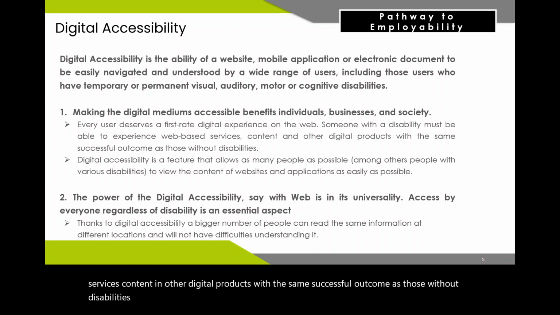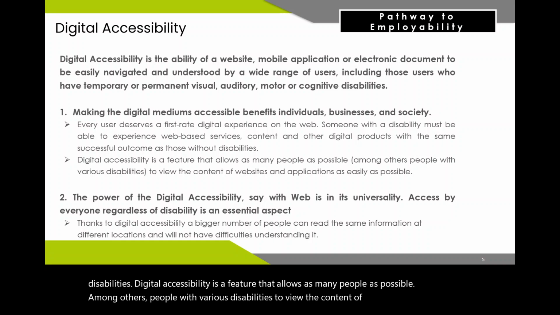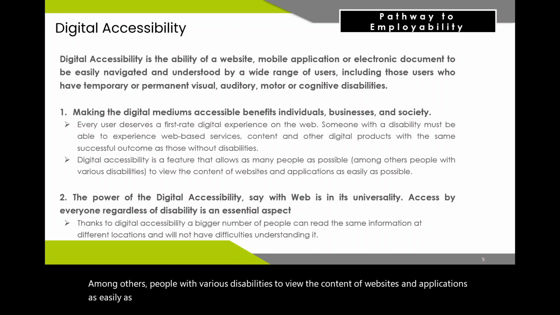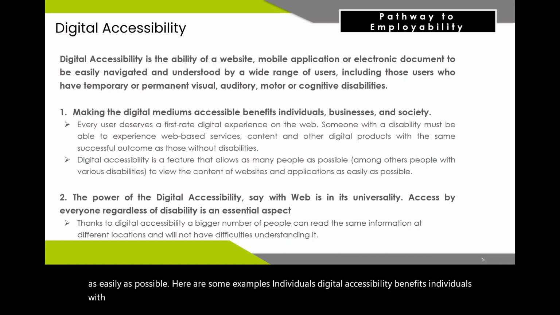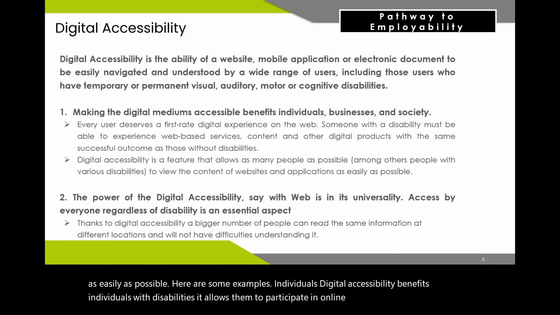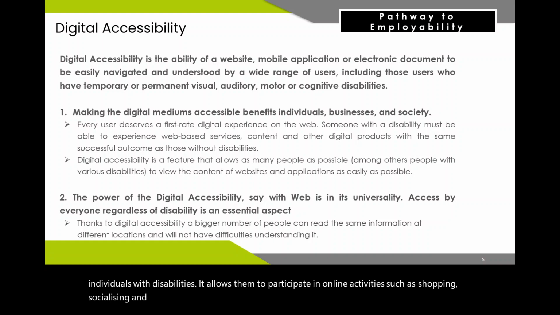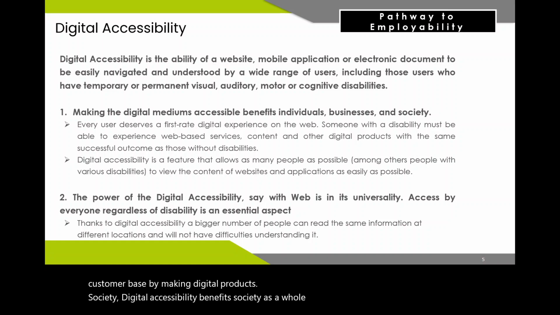Digital accessibility is a feature that allows as many people as possible, among others people with various disabilities, to view the content of websites and applications as easily as possible. Here are some examples. Individuals. Digital accessibility benefits individuals with disabilities. It allows them to participate in online activities, such as shopping, socializing, and learning. Businesses. Digital accessibility benefits businesses by increasing their customer base. By making digital products. Society. Digital accessibility benefits society as a whole by promoting inclusivity and equality.